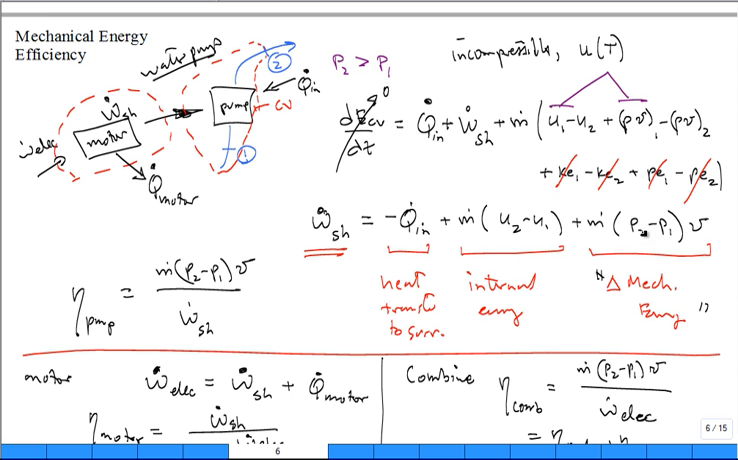Because what you do in the Bernoulli equation is you separate out these terms. The pressure and density, or pressure and specific volume, is our flow work term. The KE, our kinetic energy, and our PE, our potential energy. The combination is our mechanical energy.